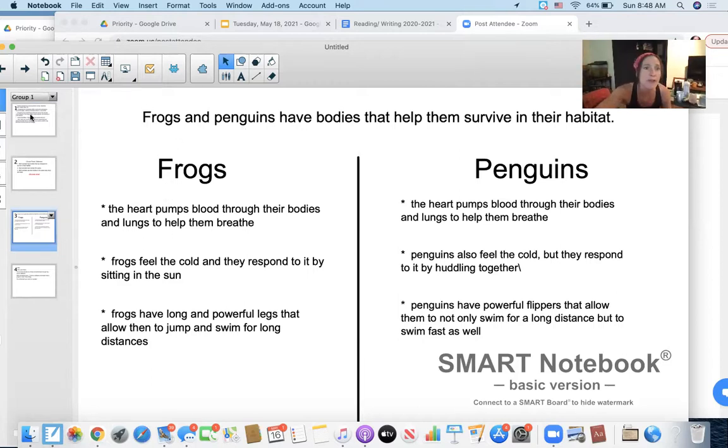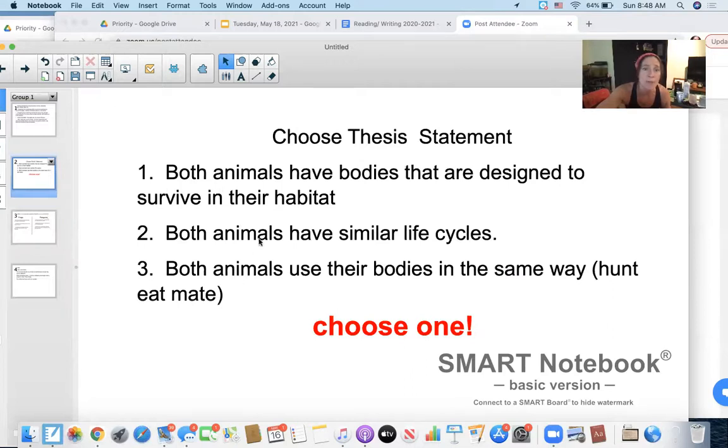Okay, you might do the same thing with both. Frogs and penguins have similar life cycles. Both elephants and tigers have similar life cycles. Or it might be both animals use their bodies in the same way to hunt or to eat or to mate. Oh, the snake and the elephant both use their bodies in the same way to hunt. Well, not elephants because they're vegetarians, but you get the idea.